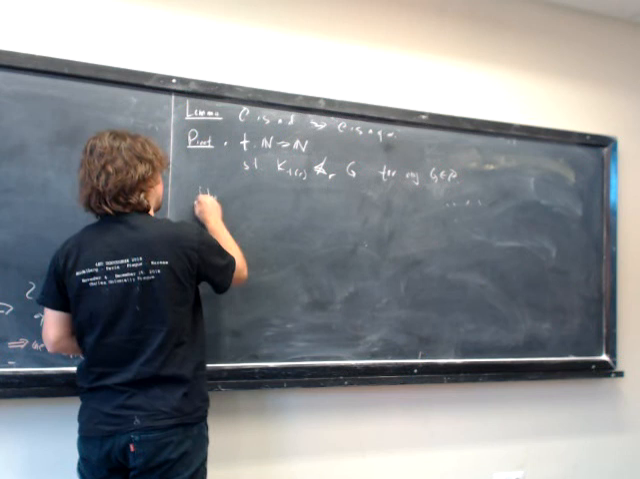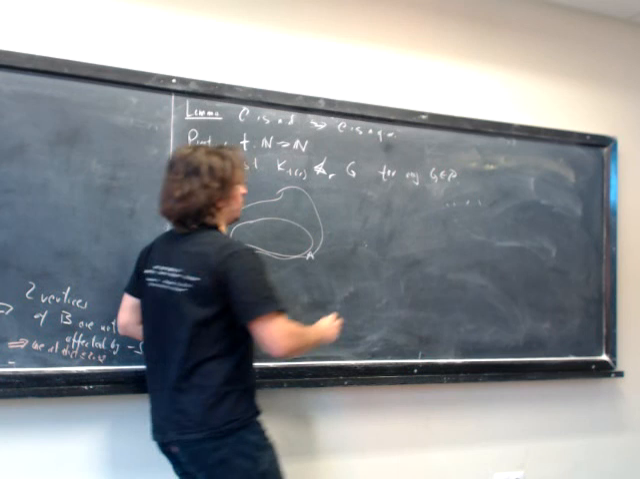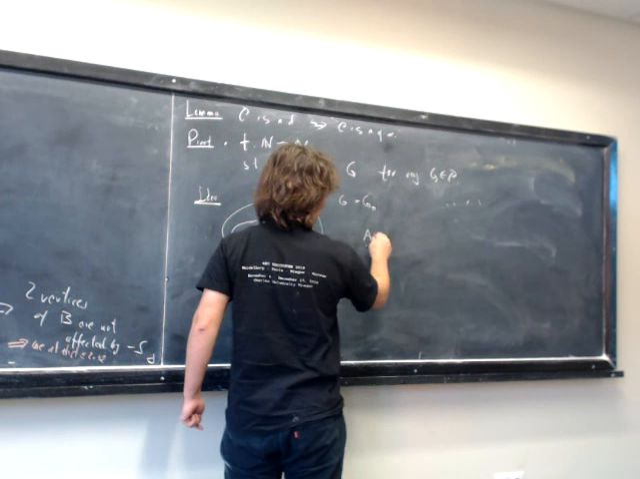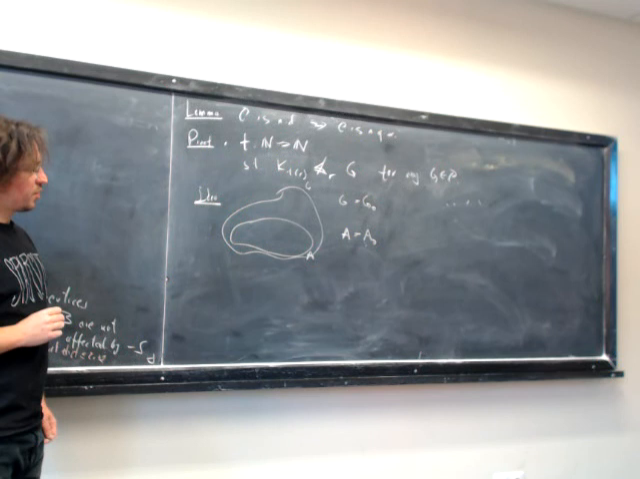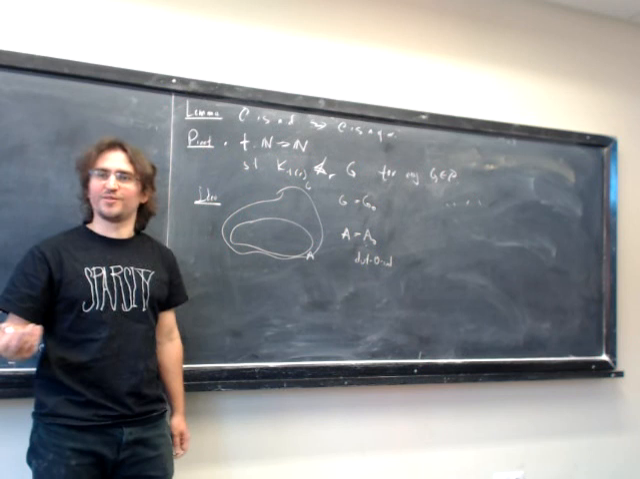I get a graph from my class and a huge subset of vertices A. So at the beginning, I've got my graph G0 equal to G, and my set A0 equal to A. So this set A0 is distance 0 independent. Yeah? Every set of vertices is distance 0 independent, right?